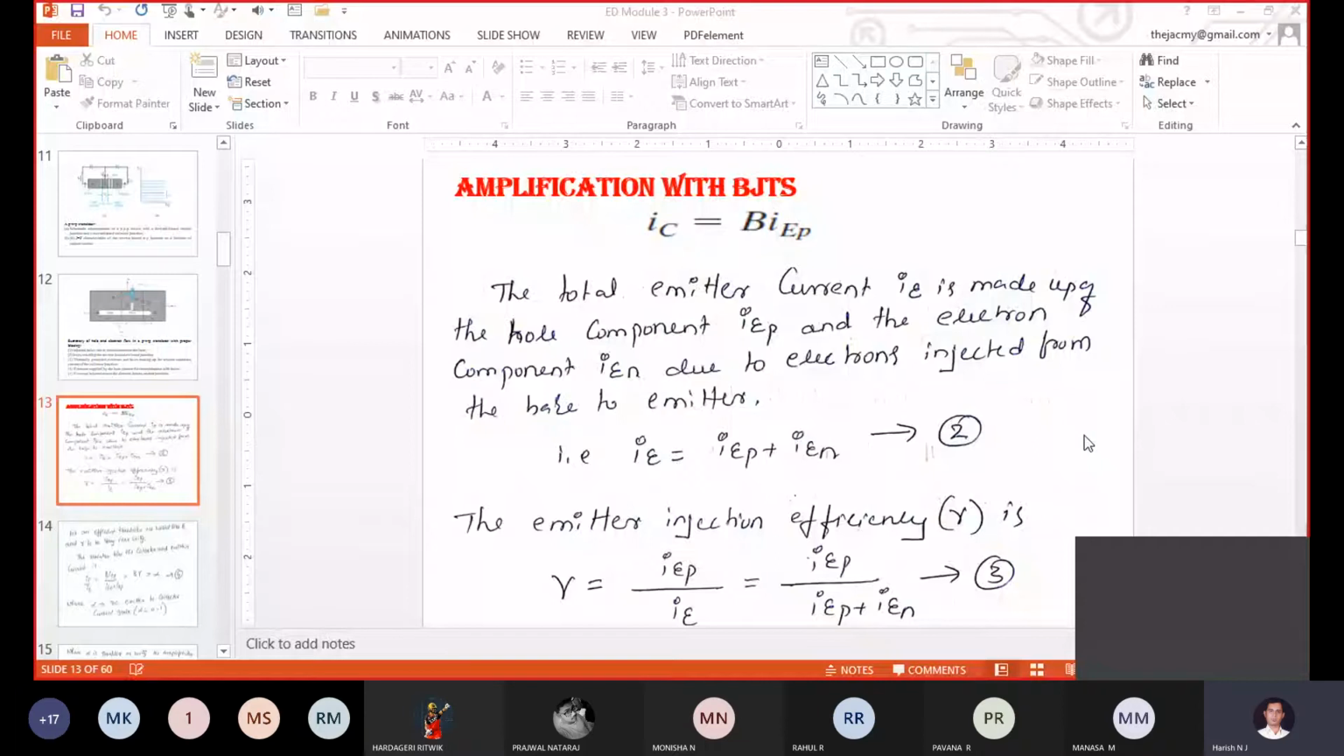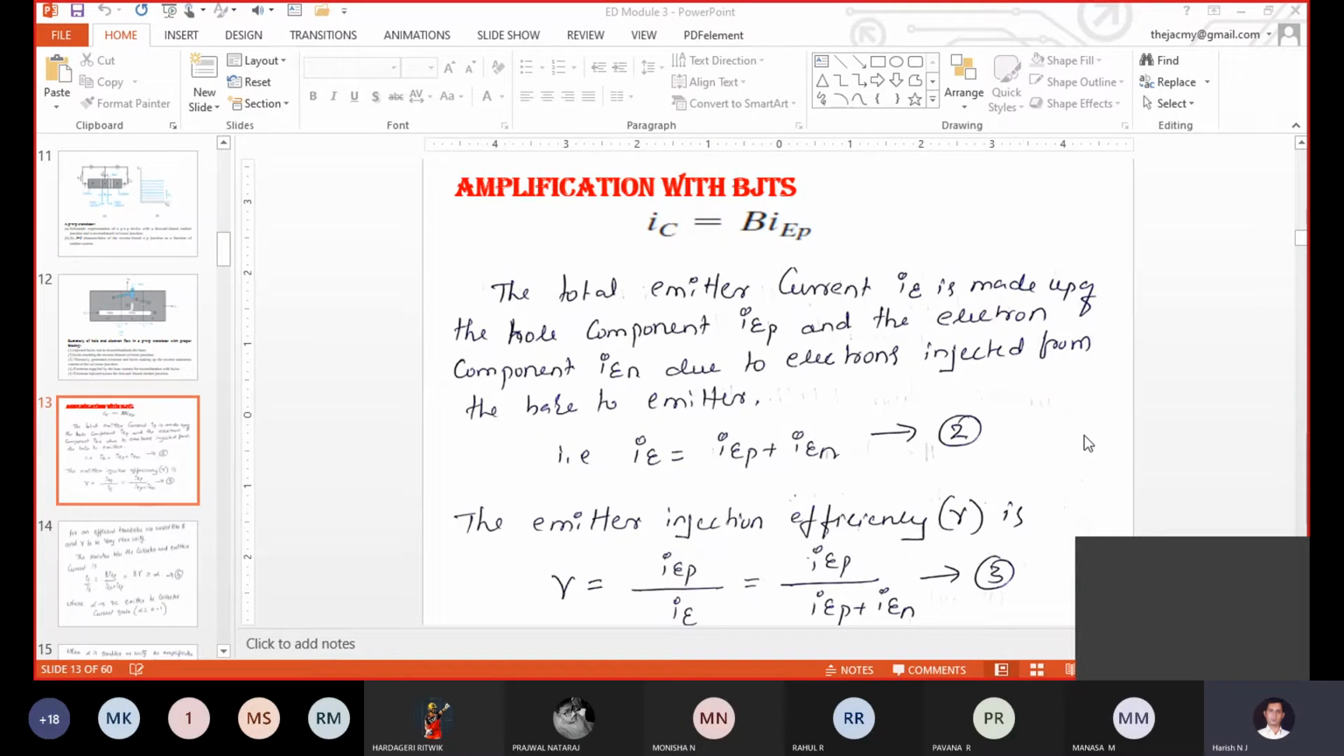Compared to these two configurations, which configuration gives the maximum amplification? For proving this statement, what are the equations we are going to use? Using those equations, we will also discuss a few numericals based on this concept.